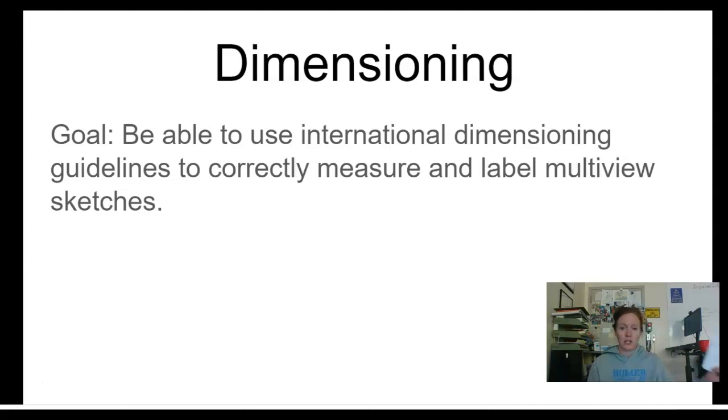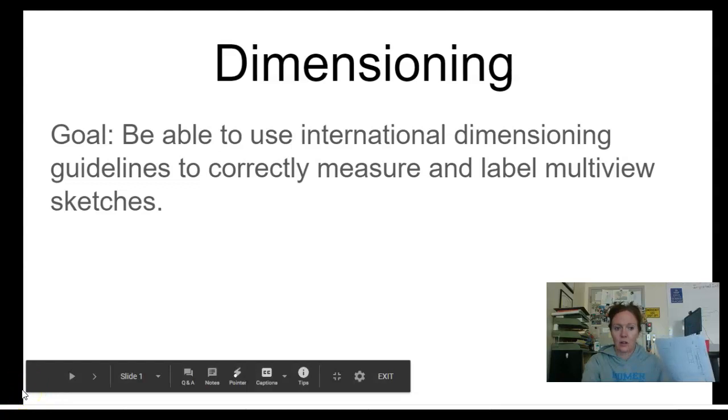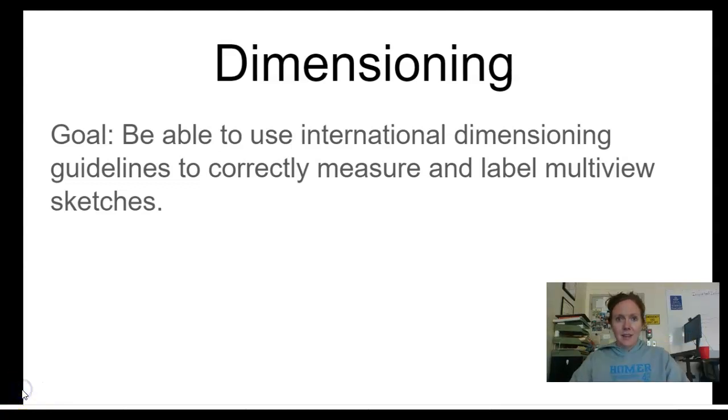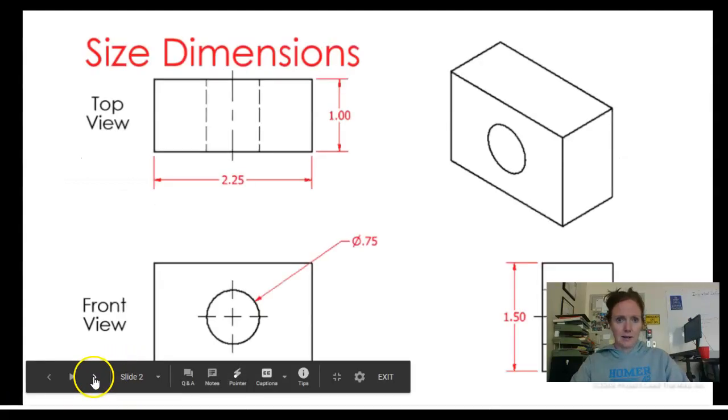Do make sure that you have the dimensioning packet in front of you so that you can take notes as you are watching the video. The first thing we're going to go over is what it means to dimension and how we dimension. And then we're going to go over some tricks to making sure your dimensions are correct every time, and then we'll have some practice. So let's see what's next.